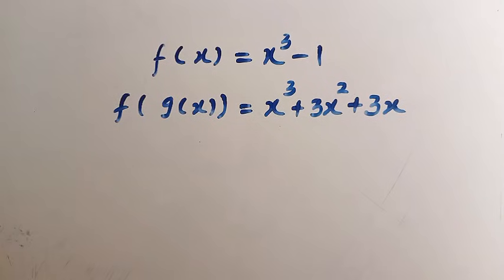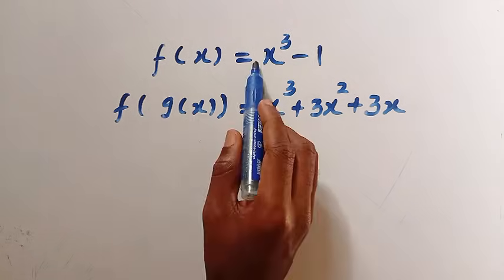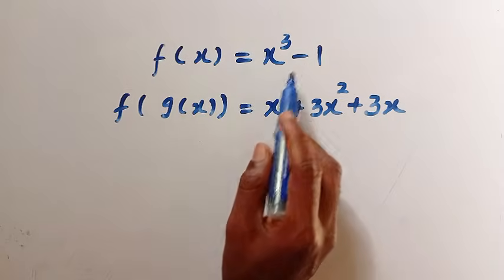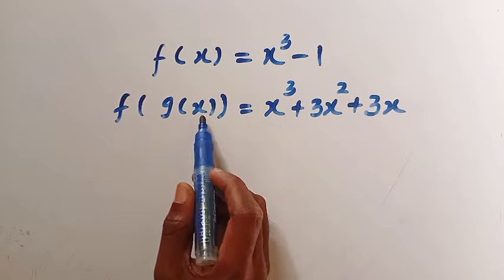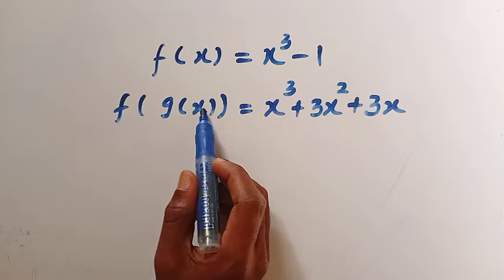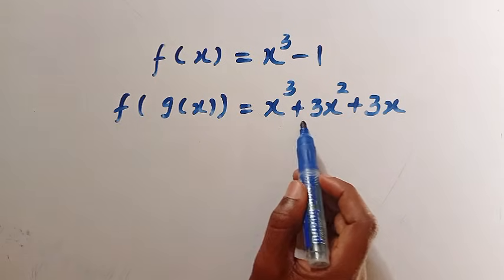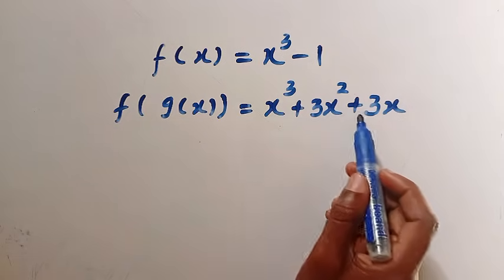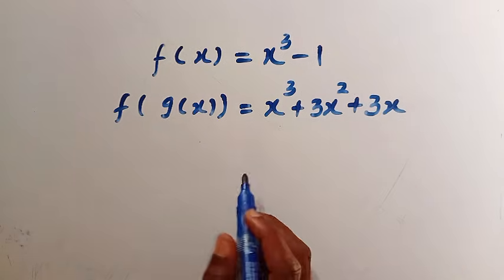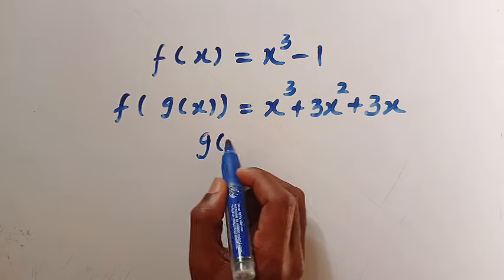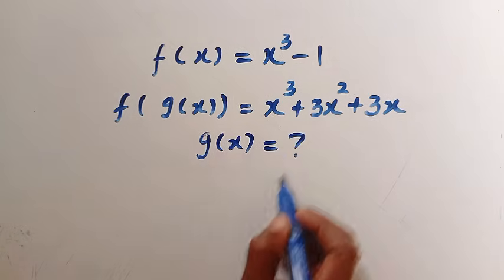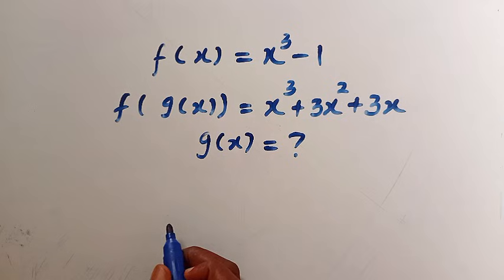Here we have a nice and interesting functional equation challenge. We have f of x equals x cubed minus 1, and also we have a composite function f of g of x equals x cubed plus 3x squared plus 3x. The question is, what is g of x? How do you solve this problem?